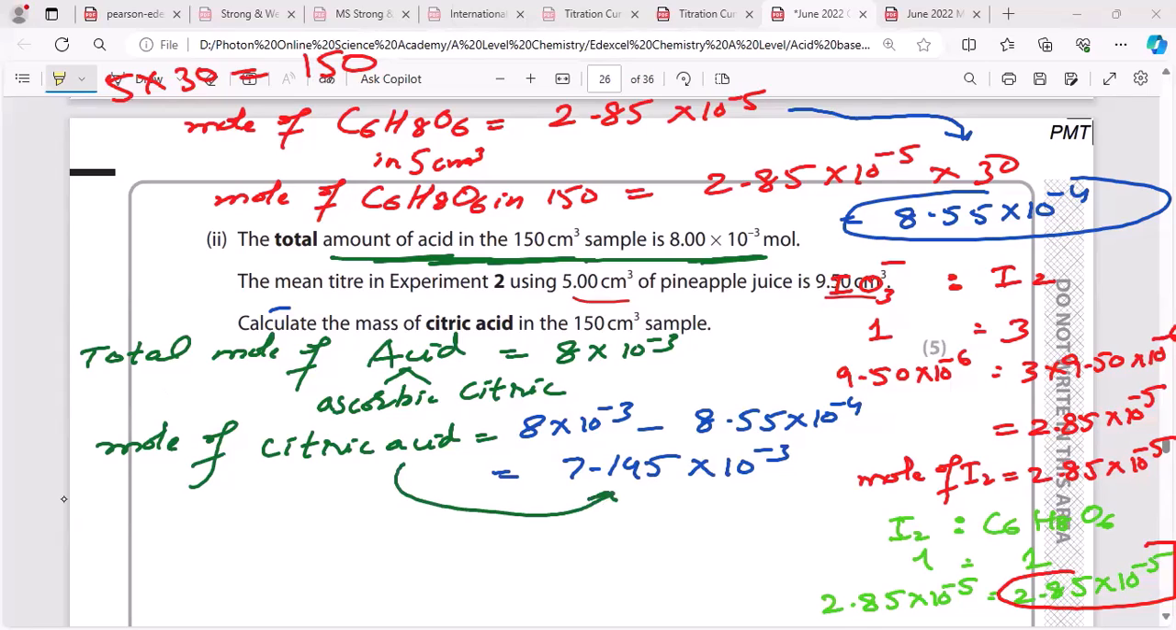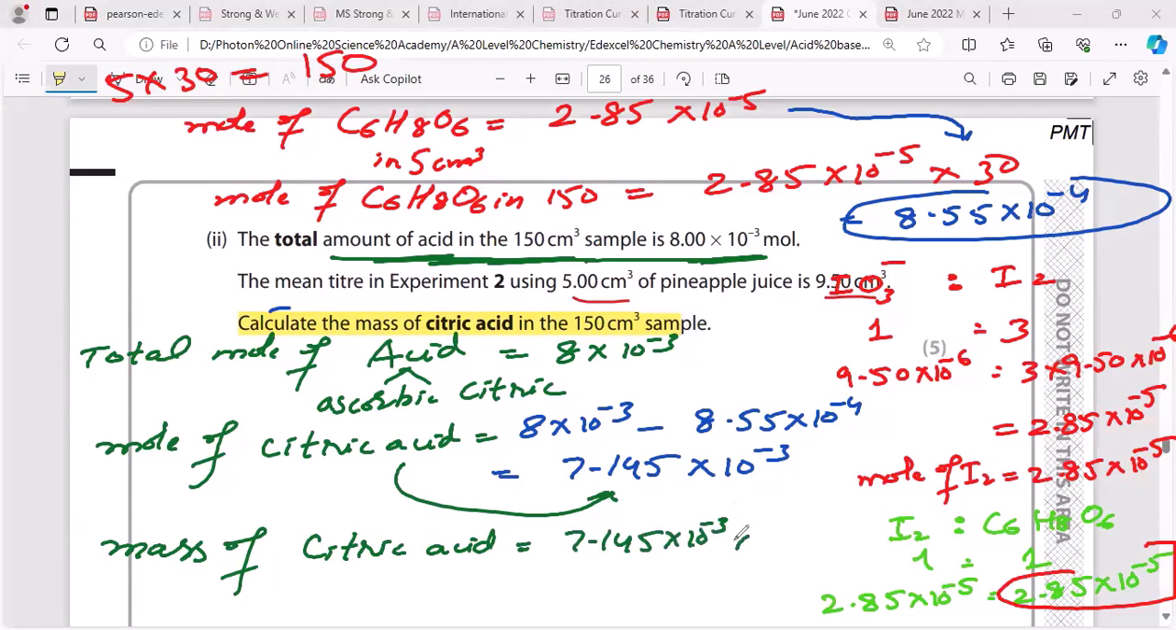I need to find the mass of citric acid. So once you have moles, then by using Mr, you can find the mass of citric acid. Just multiply the moles of citric acid with the Mr. Mr of citric acid is 192. So you will be getting 1.37 gram. Guys, this is the answer.